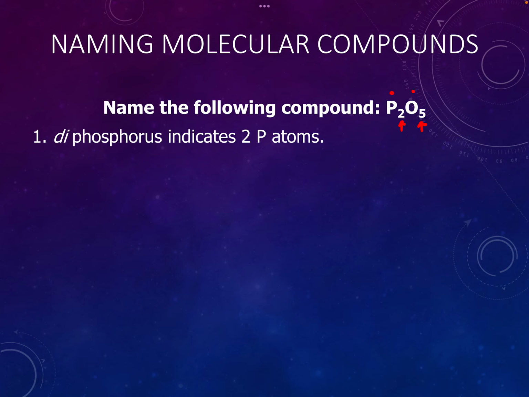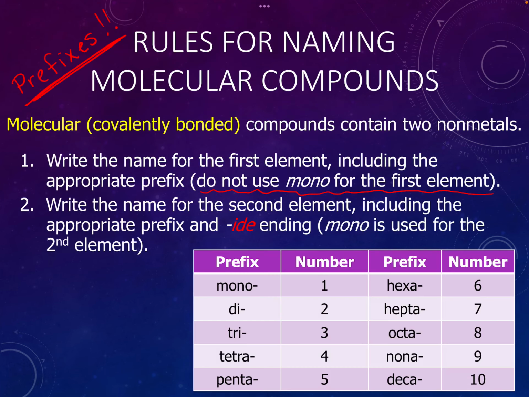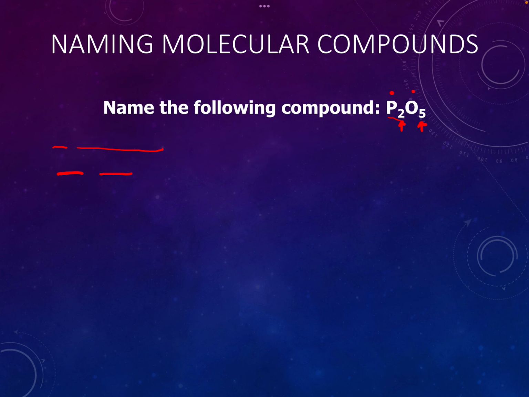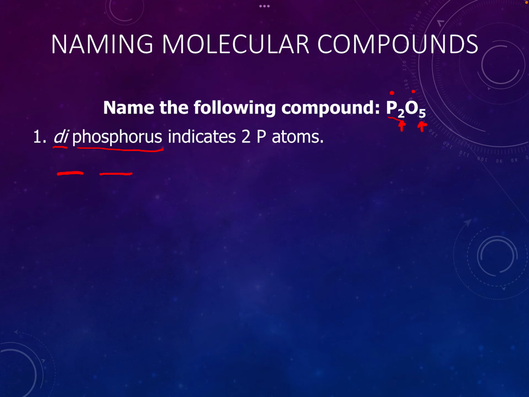So like in this molecule, do you see that there's P2? So we're going to call this diphosphorus, because if we look on the previous slide, our prefix for 2 is di. And then we have 5 oxygens, right? So we'll say pentoxide. If you look again at the previous slide, we'll see our prefix for 5 is penta. Okay, so that's where we're getting that pent from.